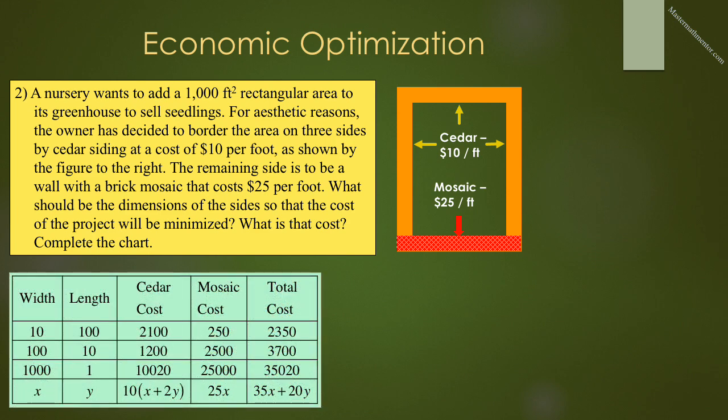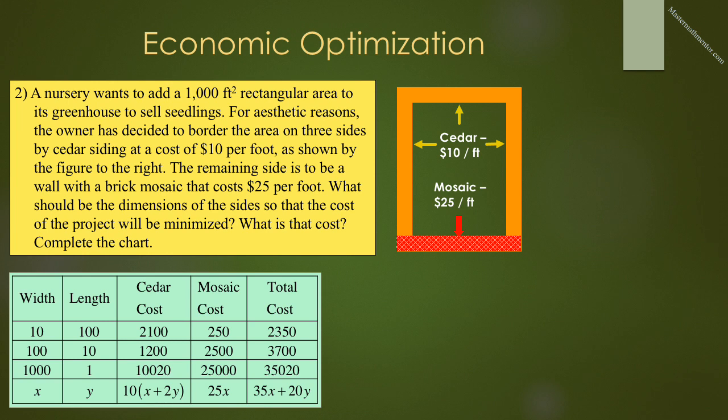In the chart, we see width and length. Normally, the width in a rectangle is the shorter side and length is the longer side. We really don't know that here. So we will say here that the width represents where the mosaic will be, and the length will be the 2 sides where the cedar will be.